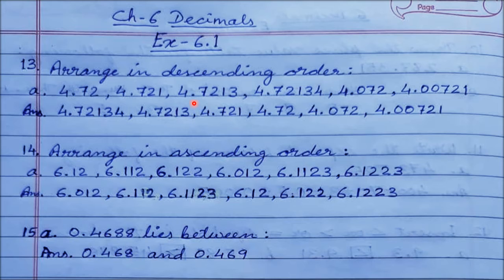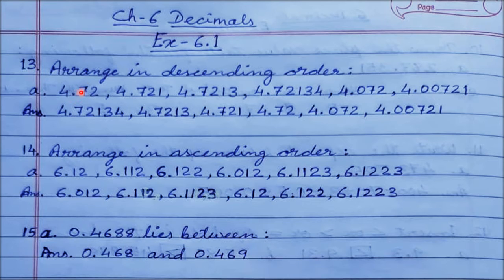First, always compare before the point. Before the point, whichever is greater, that decimal number is greater. But in this case, you see that before the point, all of them are equal, because all have 4 in the ones place, 4 ones, 4 ones, 4 ones, and 4 ones. Now, if they are equal in the whole number part, then you compare them in respective places on the decimal side.